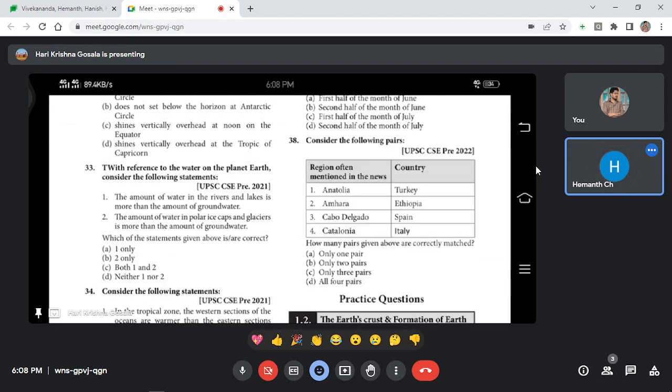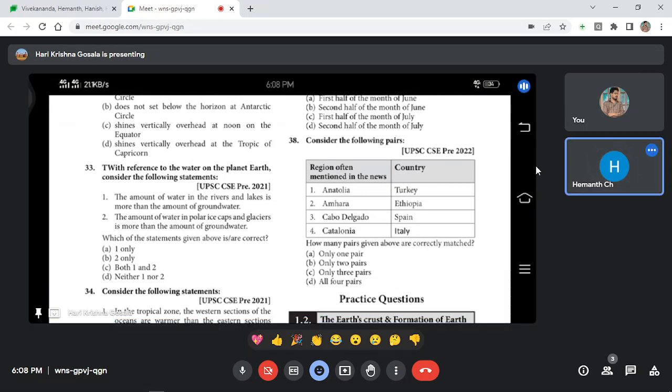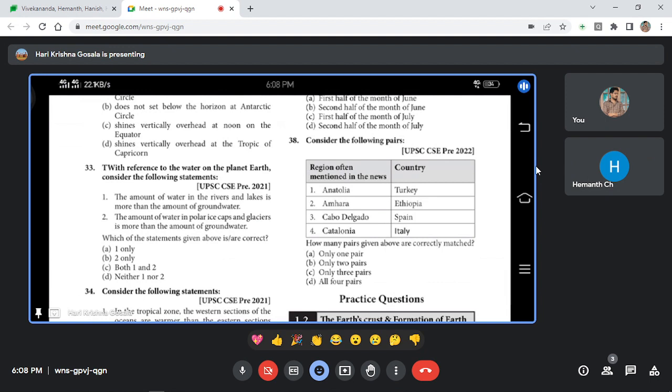Question 33. With reference to the matter on the planet Earth, consider the following statements. The amount of water in the rivers and lakes is more than the amount of groundwater. The amount of water in polar ice caps and glaciers is more than the amount of groundwater.